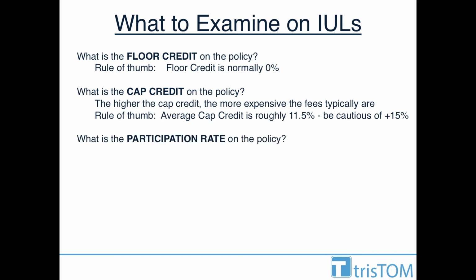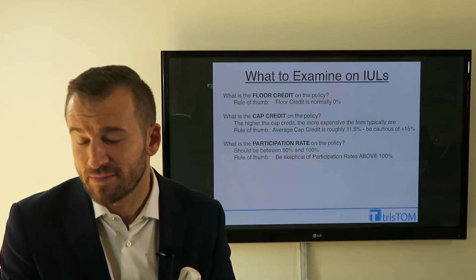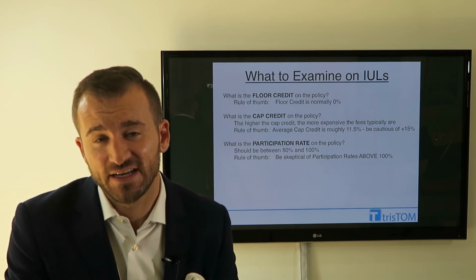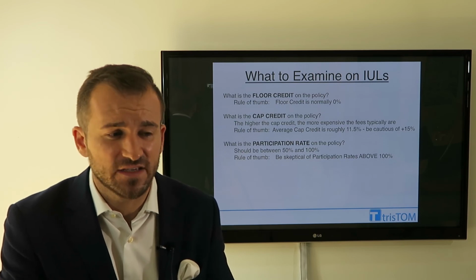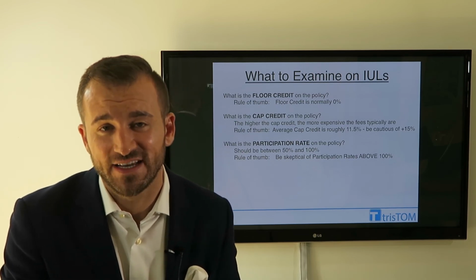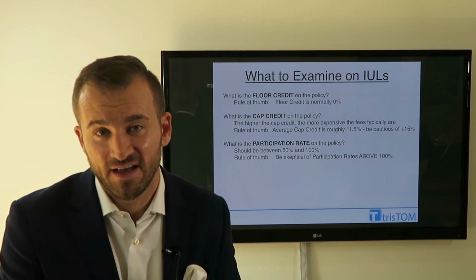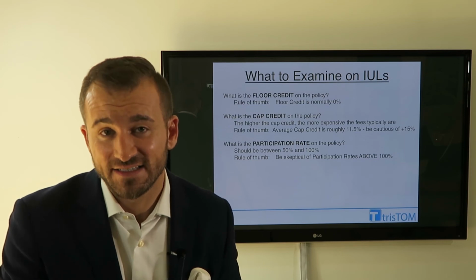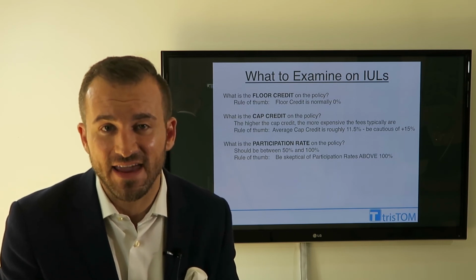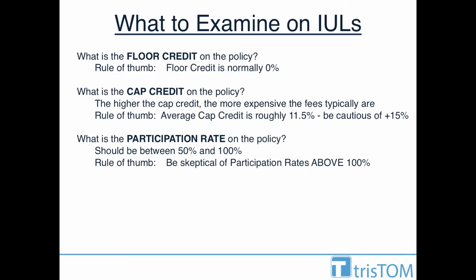Also look at the participation rate of a policy. Now, usually a participation rate is anywhere between 50 and 100%. If you get 80%, that's pretty good in that case. But be skeptical of participation rates that are above 100%. Sometimes you'll see policies out there, and it blows my mind, but you'll see participation rates of 110% or 120%. Be cautious. Why would an insurance company give you something that is above what the index that they're following is? It just doesn't make any sense. Find a different carrier out there.